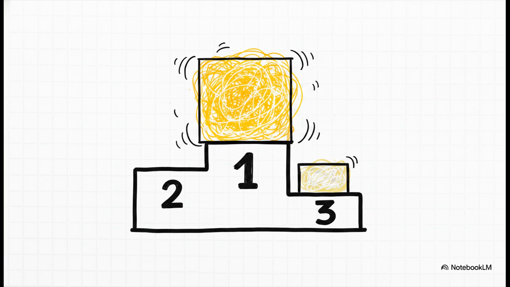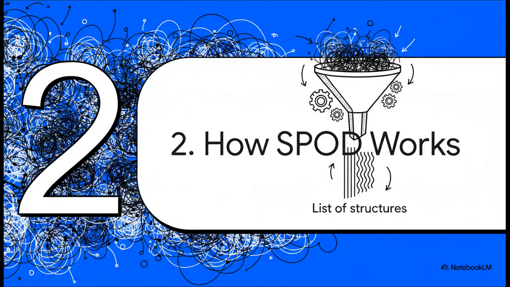Here's the crucial part. SPOD doesn't just find any old patterns. It finds the most important ones. And it does that by figuring out which structures contain the most energy, and then it ranks them. So we get this beautiful hierarchy of the most significant building blocks of the entire system. Okay, so how does this decoder actually pull off this magic trick? How does it take that absolute mess we saw at the beginning and turn it into an ordered list of clear structures? Well, let's pop the hood and look at the engine of the algorithm.